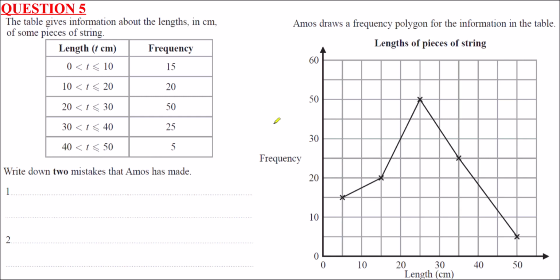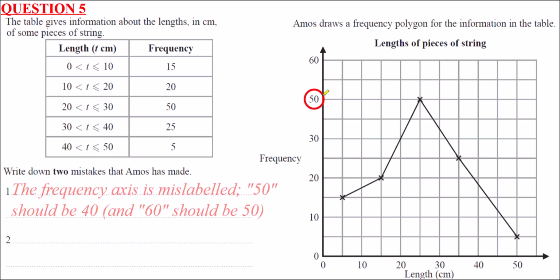Anyway, so 2 mistakes. The first thing, if I look at the y-axis, it should go up evenly. 0, 10, 20, 30, looks good so far. The next one should be 40, but oh dear, they've put 50. So 50 is the first error. The frequency axis is mislabeled. The 50 should be 40, and I suppose you could say as well that 60 should therefore be 52. So that's the first mistake.